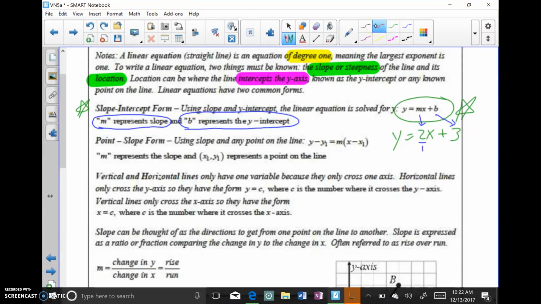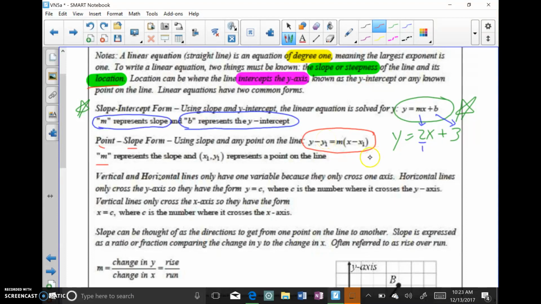Another form you're going to see, which is probably new for you, is called the point-slope form. And that's right here: y minus y1 equals m parentheses x minus x1. Again, we have m to represent slope. M always represents slope. And we still have y and x, but instead of a b, we have x1, y1. Basically, because b is our y-intercept. Well, what if instead of the y-intercept, we just have a random point on the line? We said we need to know the location. Location doesn't have to be the y-intercept. It could be any point on the line. So any point on the line is represented by x1, y1.